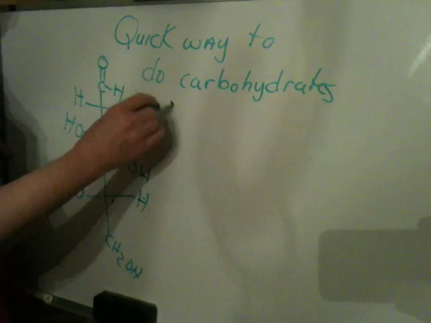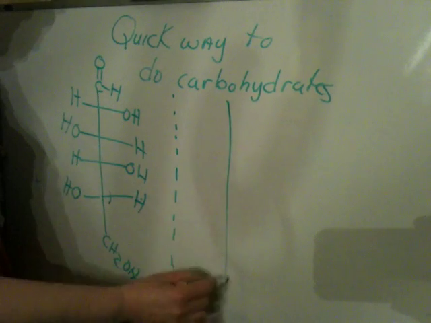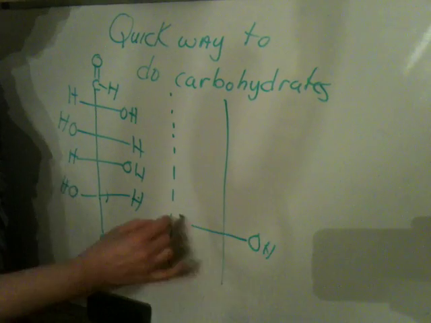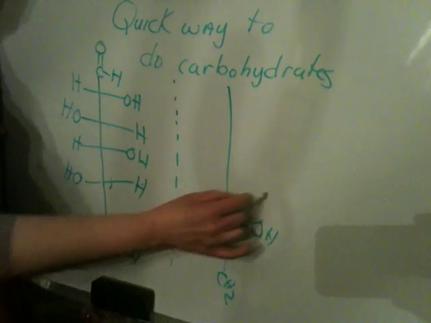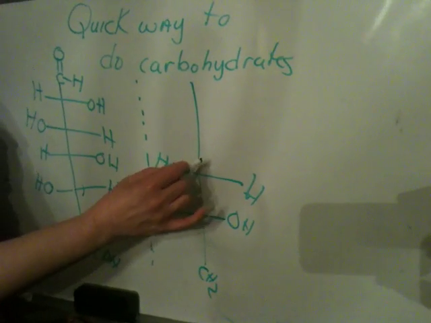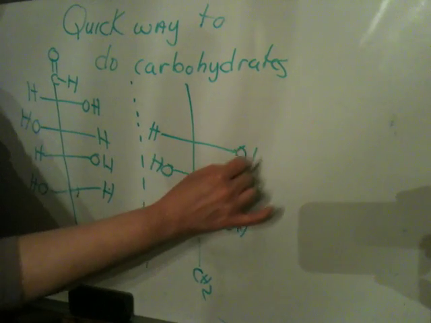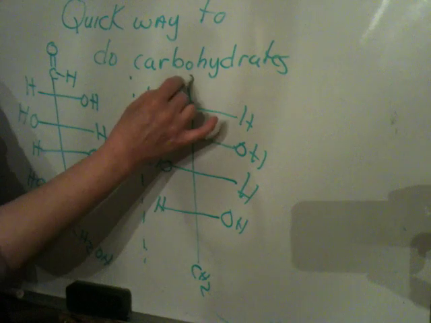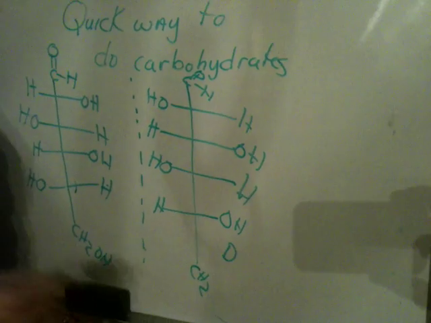What is the D sugar? The D sugar is the complete mirror image of this sugar, not just the mirror image at the configurational carbon. It's the complete mirror image. So notice I'm reflecting each of these centers. So this is the D version of the sugar.